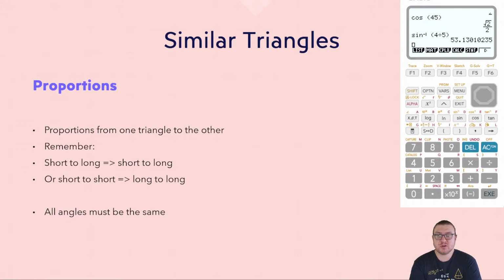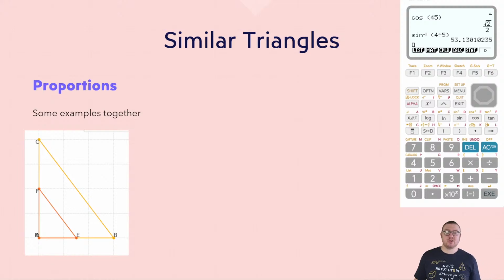Similar triangles was not in the mock exam that they have presented with us, but it is on the list that you should know. So let's quickly have a look at some similar triangles. The proportion from one triangle to another is always the same. You should remember short to long, or short to short, long to long. Whatever you have first, you want to match after. Let's have a look at this triangle, and this is how we use this.